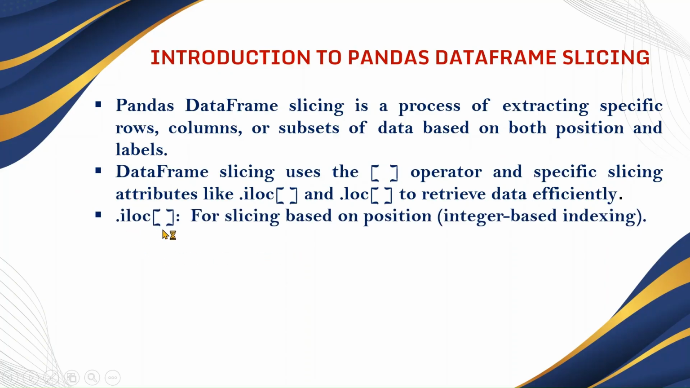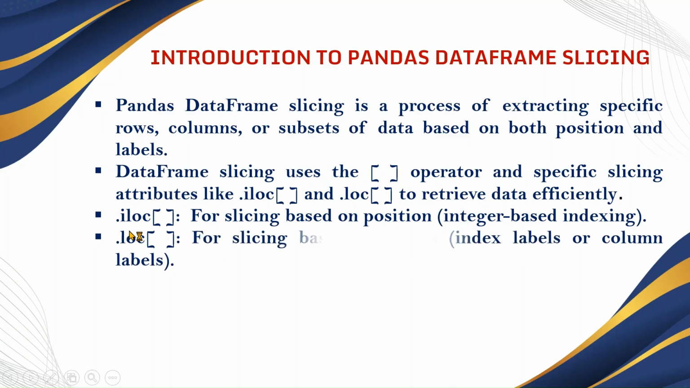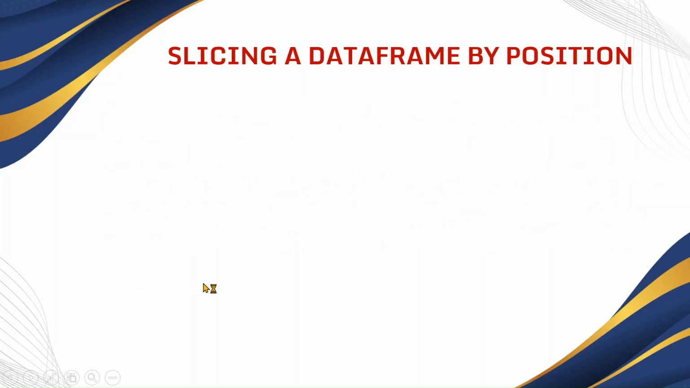Now the iloc attribute is used for slicing based on position, that is integer based indexing. I stands for integer based indexing. Then loc is for slicing based on labels. So the labels can be for rows, which we call index labels. Now here the index stands for the row labels, or it could be column labels.